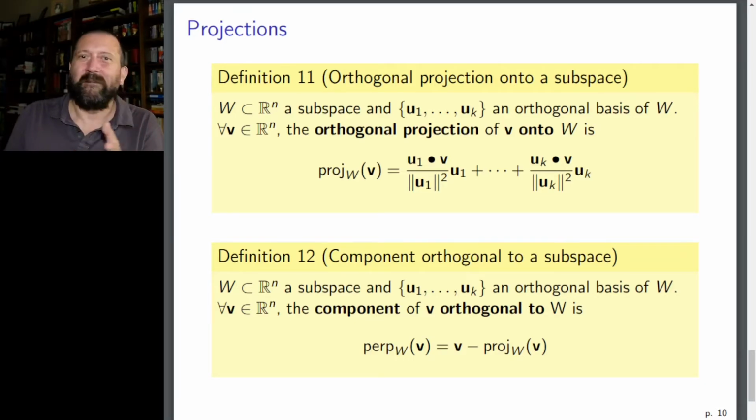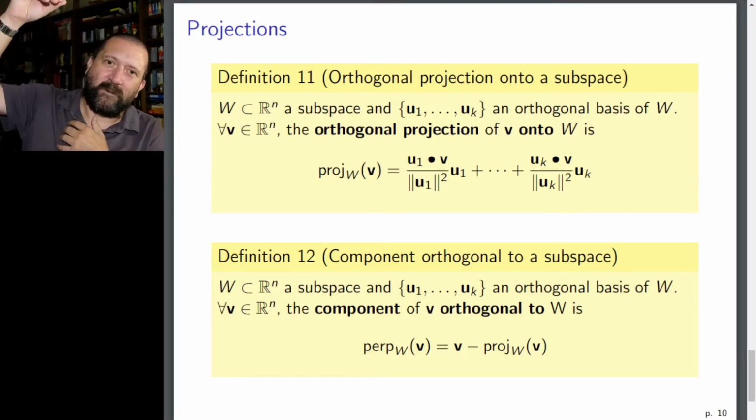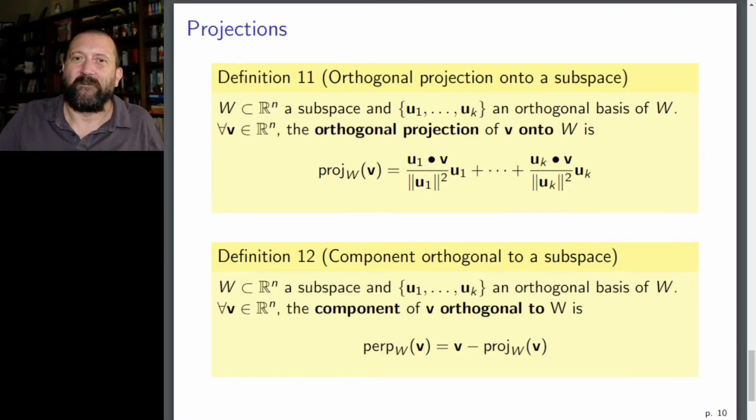So again, the simplest example to bear in mind is, suppose I'm looking at R3, I have my points in R3, and I'm considering what happens if I project on the XY plane, for instance. The XY plane is a subspace of R3. It's a two-dimensional subspace, and I can project my points down onto this XY plane. This is exactly what we're doing here.